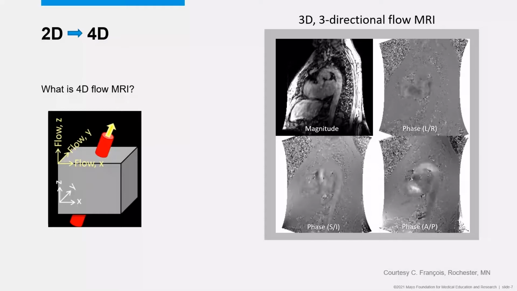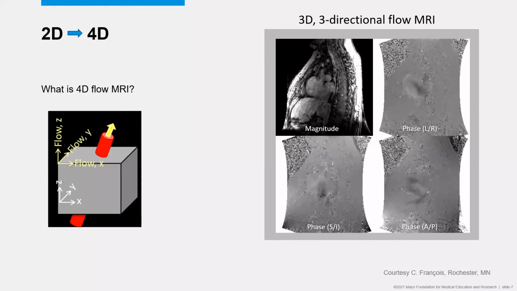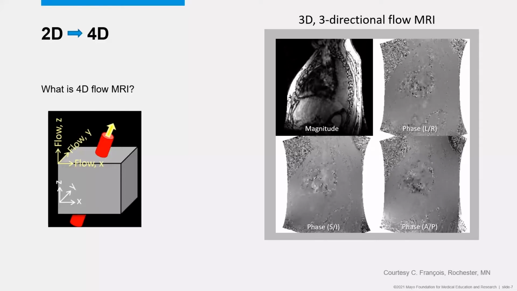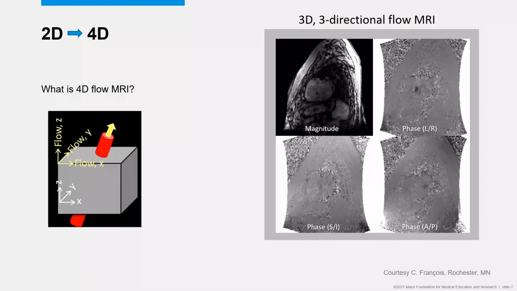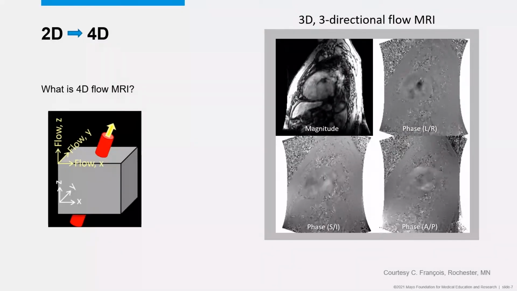This is an example of the images acquired in a 4D flow sequence. We have the magnitude images in the top left displaying the anatomy, and we have 3 sets of velocity images in the Z, Y, and X directions.